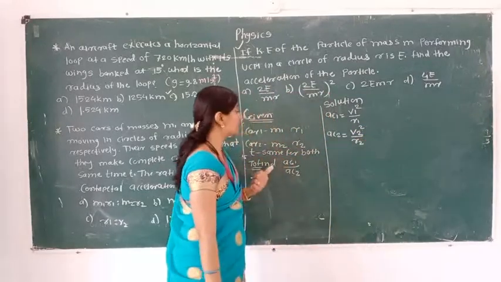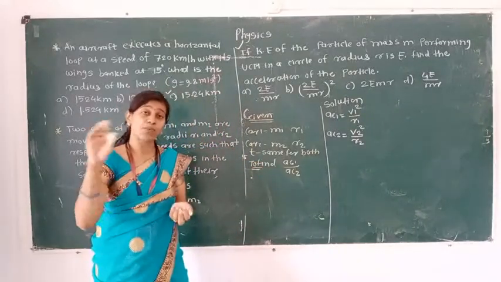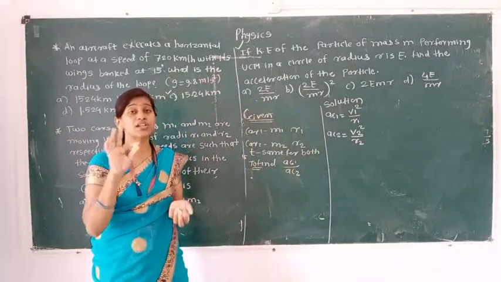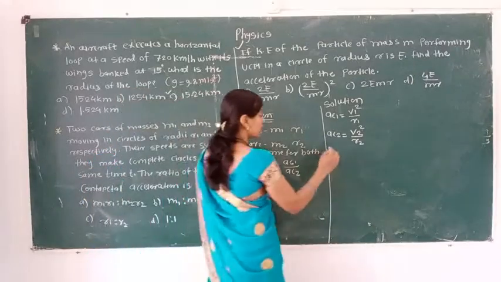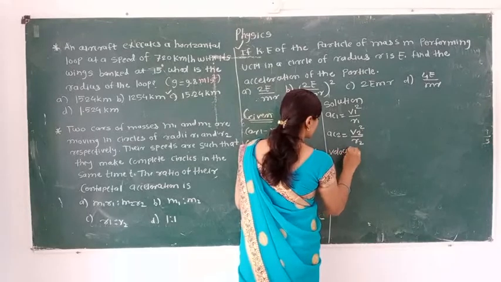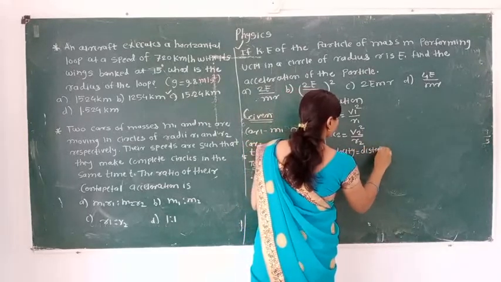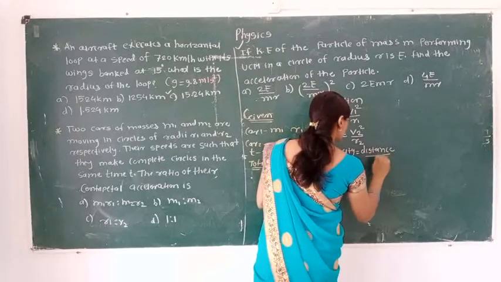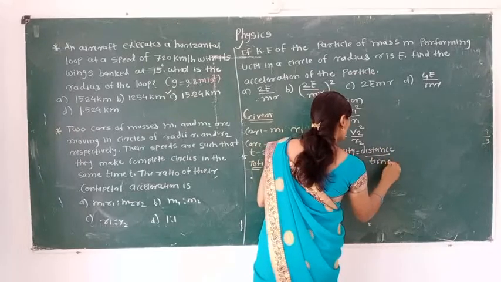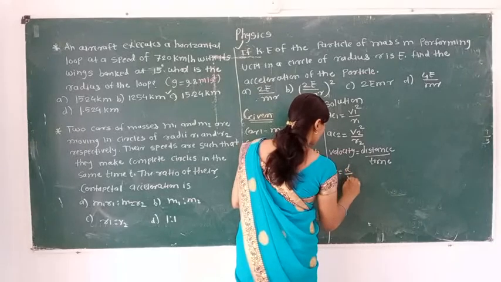What is given to us? They told us the time is the same. That means both cars are completing one revolution in the same time. We know the basic information about velocity: velocity is equal to distance divided by time. So from that we can find the value of t. T is equal to d by v.